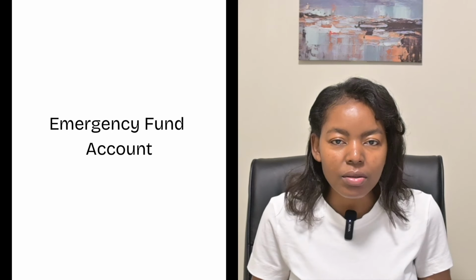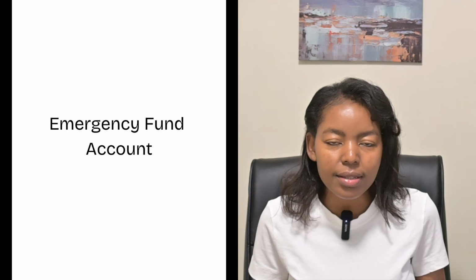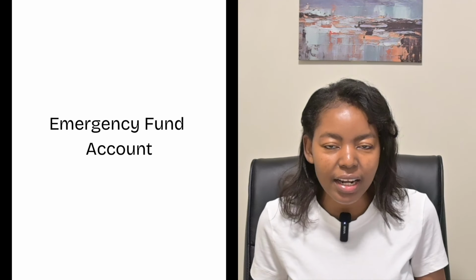The second account that you need in your money system is your emergency fund account. This is your peace of mind account. It's where you put money aside for life's uncertainties. You see those moments where you're like, oops, did that happen? Or, oh my goodness, this happened. That is where you put money for those types of moments in your life.